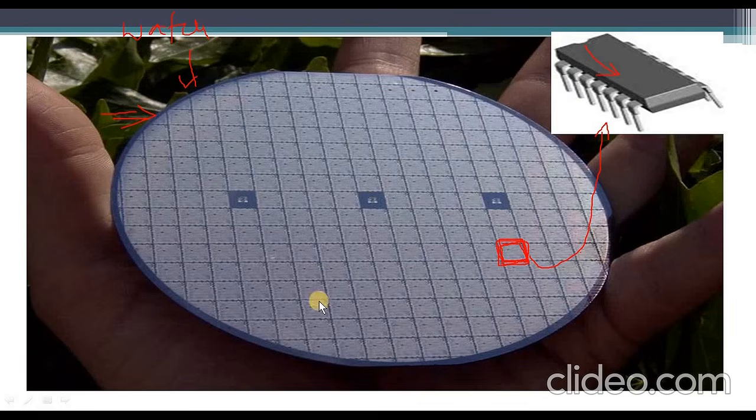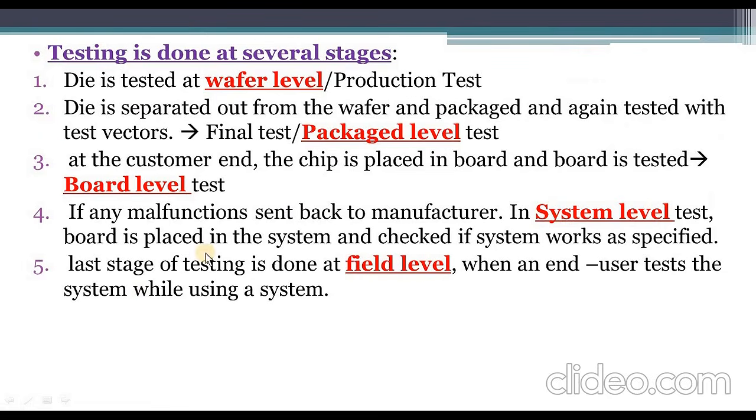Observe here, it is called the wafer. A disc-like structure is there, no? This disc-like structure is nothing but a wafer. It is divided into a number of segments, and each segment represents one IC. This particular IC will be packed like this, in just a plastic or ceramic package. All these are ICs only. An IC is also simply called a die. Initially the die is tested at the wafer level, and this is called the production test.